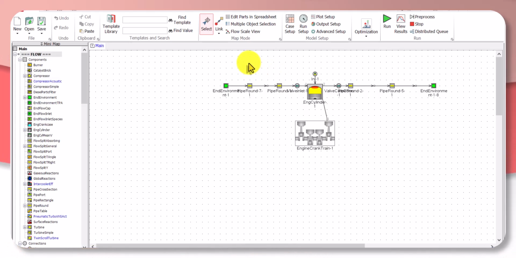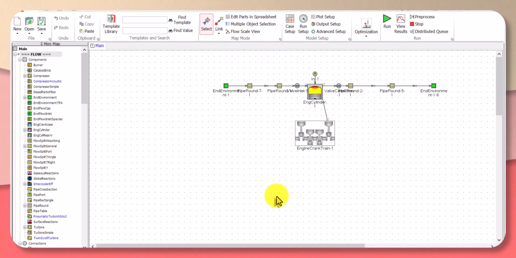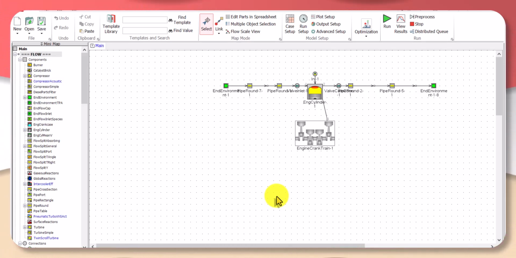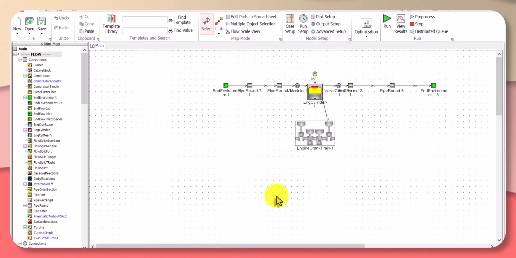So, at first, what is GT Power? GT Power is a powerful tool for simulating the behavior of internal combustion engines, gas turbines, and hydraulic systems. It allows engineers to analyze and optimize performance in various operating conditions.